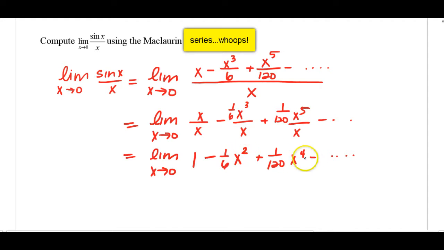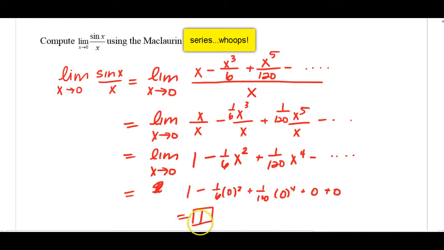So if I substitute 0 in for every x, which will be in every term except for the first one, all of these pieces are going to end up being 0. So in other words, the limit will be gone here. This is just going to be 1 minus 1/6 times 0 squared plus 1 over 120 times 0 to the 4th plus a bunch of zeros. So the final answer is just going to be 1, as we already knew that it was, but now we were able to prove that the limit as x approaches 0 of sine x over x is 1 using the Taylor series expansion for sine x.